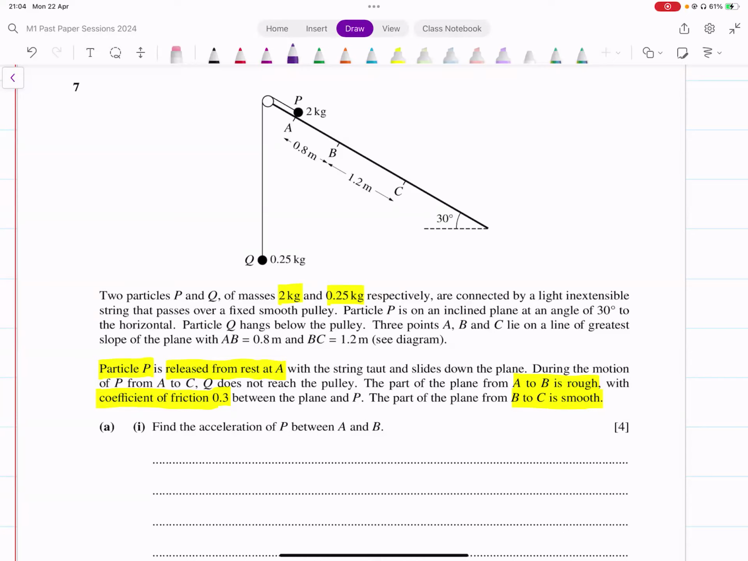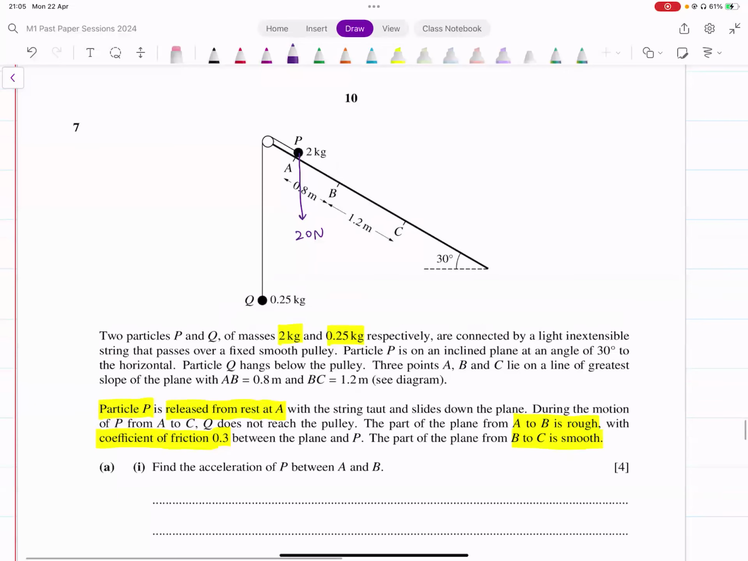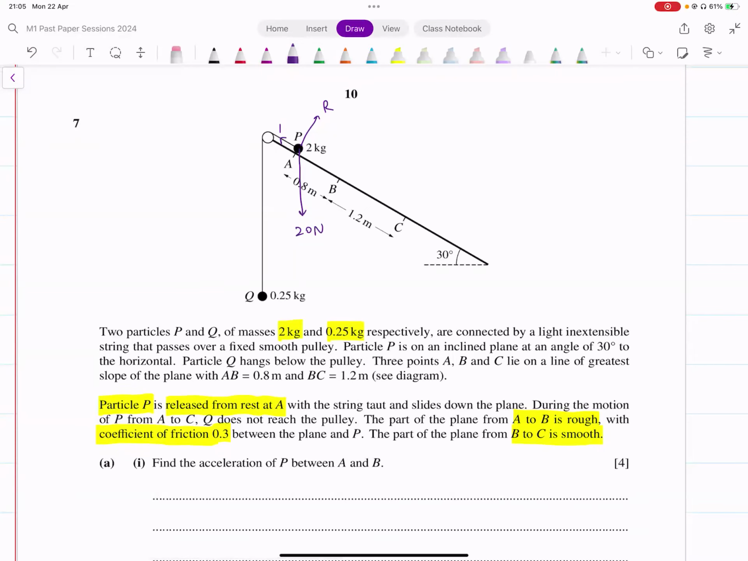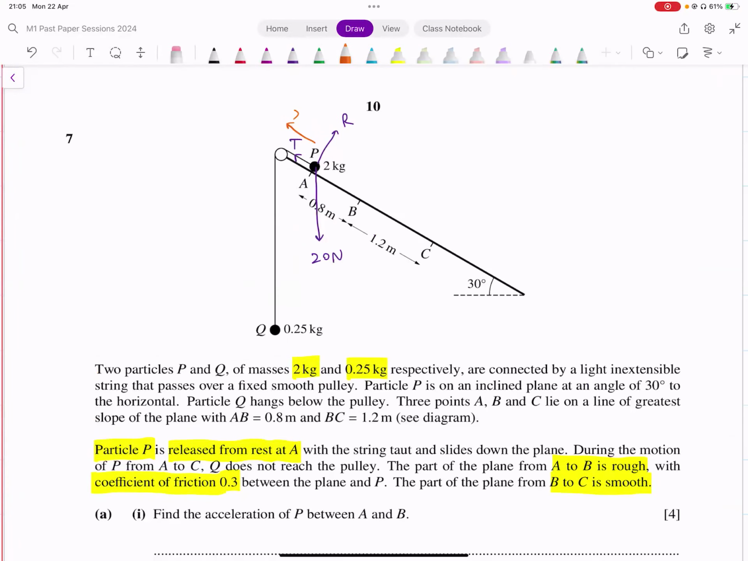So first of all, let's represent all the forces acting on the particle P. There's a downward force, that's the weight of the object, that's 20 Newton. There's reaction perpendicular to the surface. There's tension away from P in this direction. And since this part of the plane is rough, when P goes from A to B, there's also going to be friction. Where does friction act? It opposes the motion of the object. So friction is also going to act in this direction. These are the forces acting on the particle P.